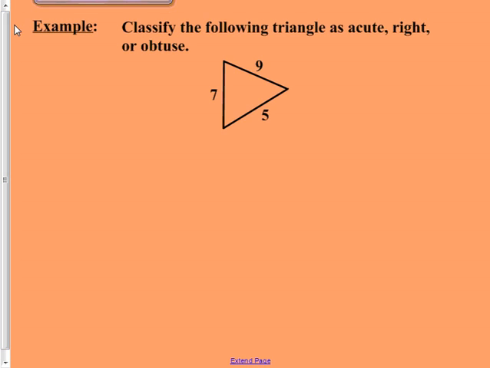Okay, one final example. I'm going to leave this one to you to give it a try. I want to see this worked out in your notes when these notes are due in class, and then we will cover this example together to make sure that you understand it and that you got it right. We have a 5, 7, 9 triangle, and we are asked to classify the triangle as acute or right or obtuse. Give this one a try.